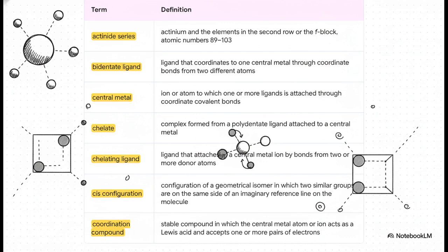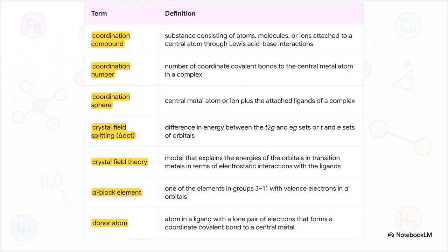You'll see the basics here, words like ligand and chelate, which describe the parts of these complex molecules. We're also introducing the idea of different configurations. Next up, we've got some really foundational concepts, like crystal field theory and that all-important crystal field splitting, which is written as delta oct. We are definitely going to come back to that one later.